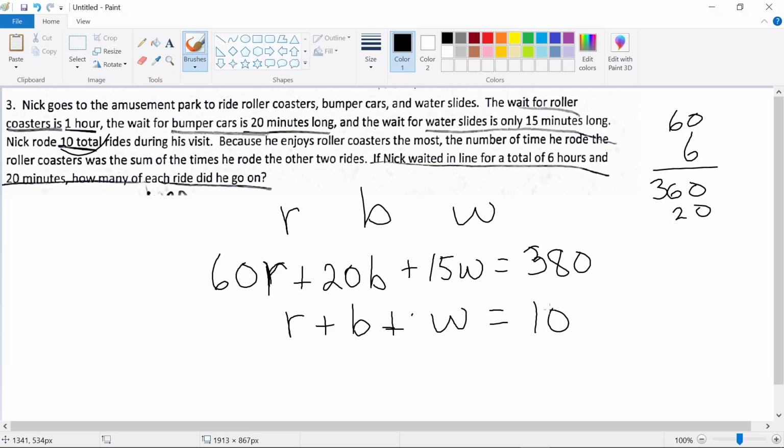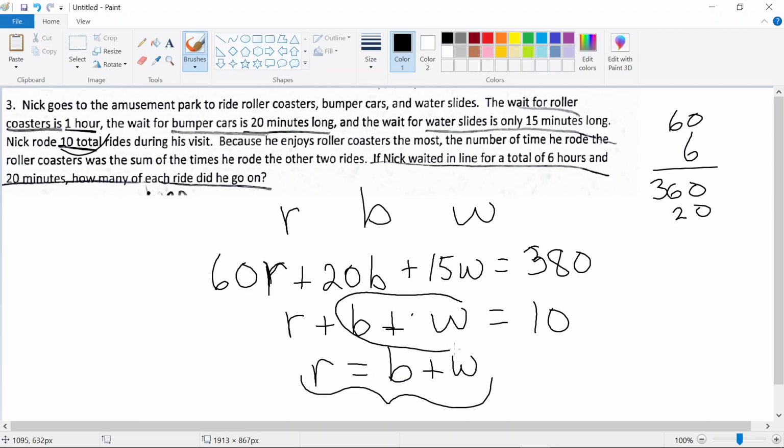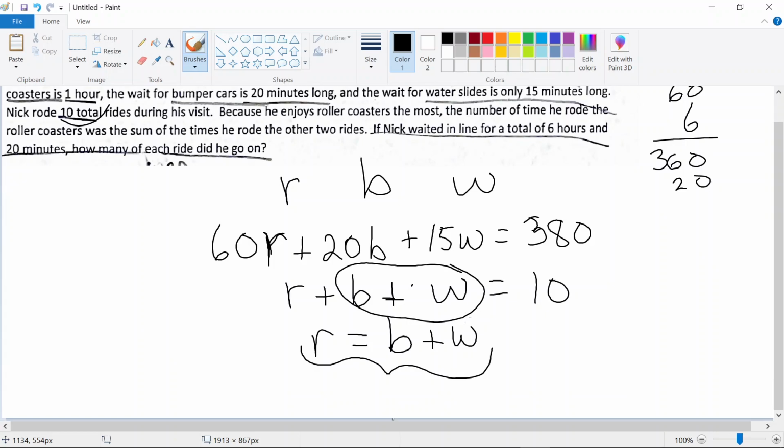It says he enjoys the roller coaster the most. The number of times he rode the roller coaster was the sum of times he rode the other two. So roller coaster equals the number of times on the, what's B, bumper cars, plus the number of times on water slides. Okay, well, already I see an easy substitution. I can put in R for B plus W, and then I can solve that for R. That's going to be nice.